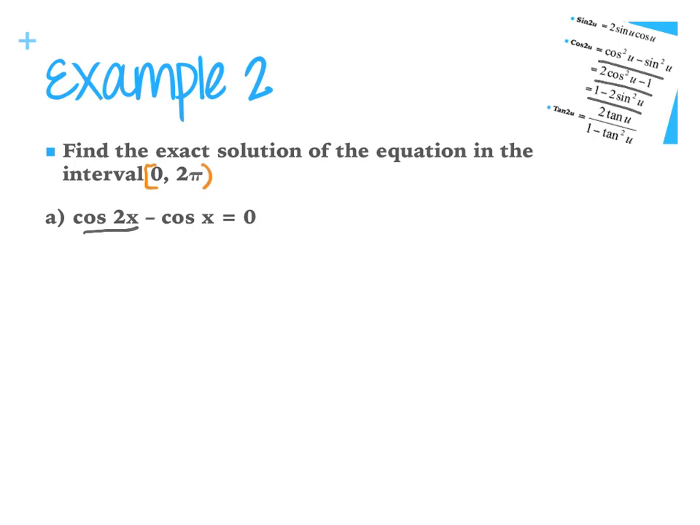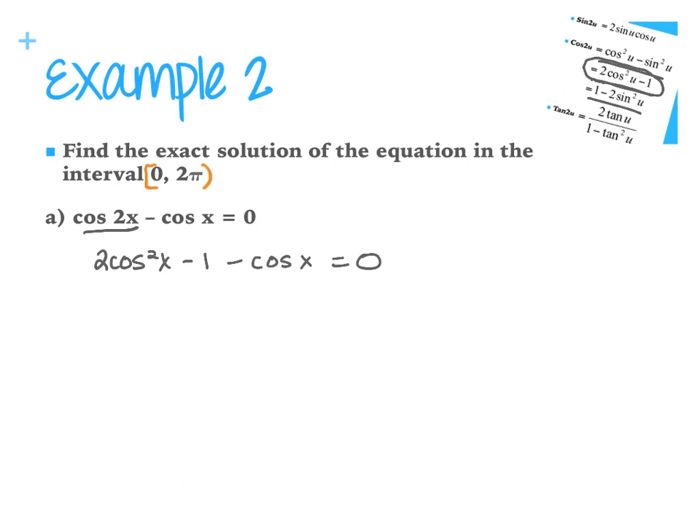Now the first one has sine and cosine. If I introduce another trig function, am I going to be able to solve that? No. So I don't want to pick the first one, and I don't want to pick the third one. I don't want to have a sine and a cosine. I'm going to pick the second one because it's only cosine. So cosine of 2x is going to get replaced with 2 cosine squared of x minus 1 minus the cosine x that's there equals 0.